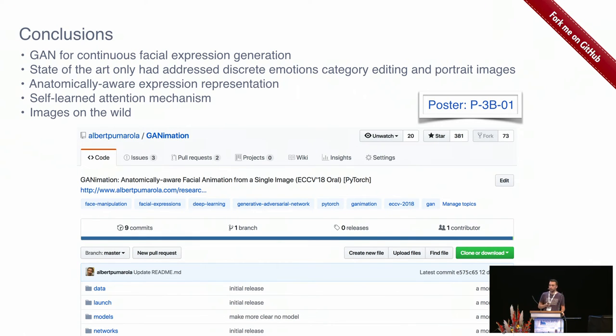Also, we've shown that our model is robust to images in the wild. We have our code public, so please go and check it out. If you have any questions or would like to discuss some issues, please come by the poster session.